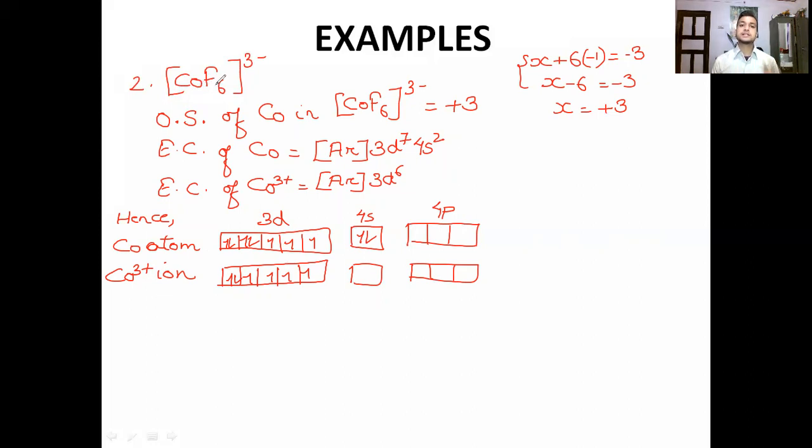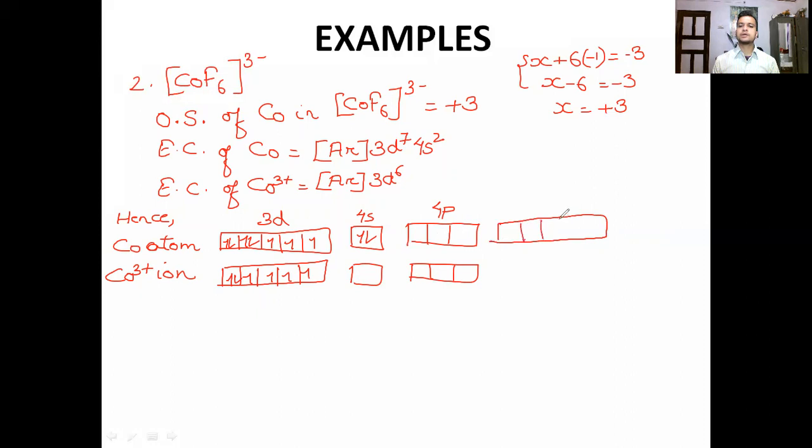So the metal needs 6 empty orbitals. Okay, so if we need 6 empty orbitals, how many orbitals do we have? We have s and p3, so we have only 4. Okay, so if we have only 4, can we accommodate 6 pairs of electrons? Definitely not. So what we do is we will be using the outer d orbital.